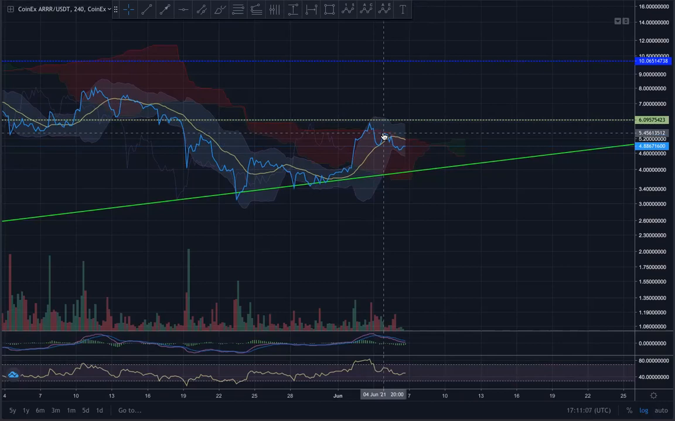That should be, for all you short-termers, important here that you supported. If you're watching on this 4-hour chart, and you see support, and then it doesn't hold, and then it starts breaking down, you're like, oh no, that's not good.